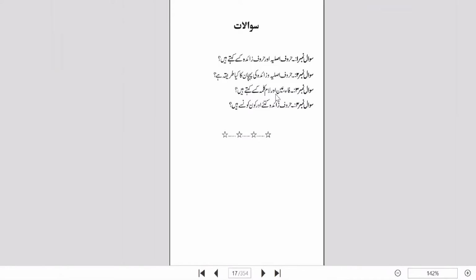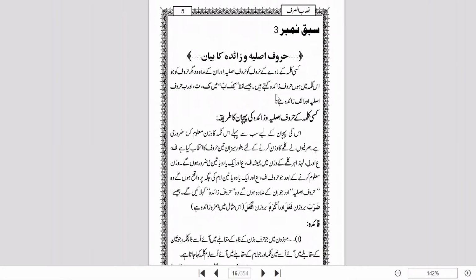Question number 2. What is the method of recognizing Huroof Asliyah and Huroof Zaidah? As we mentioned, the method of recognition is to know the scale first. Once you know the scale, you can put any word on that scale, and you'll know which letters are Huroof Asliyah and which letters are Huroof Zaidah.